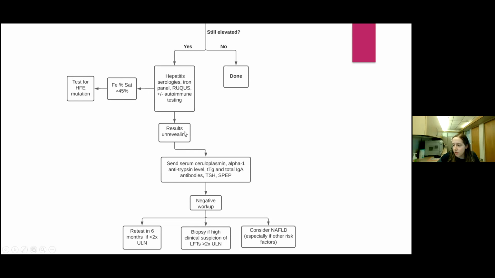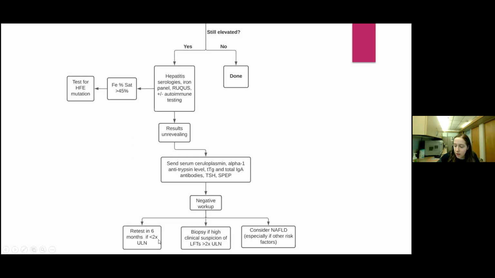If these results are unrevealing, though, you're going on to round 2, and a couple of other things that you could add in the second round of testing, in addition to the ceruloplasmin and alpha-1 antitrypsin level, are things like a TSH and an SPEP. If this is negative, here you're kind of entering a category where some of this is based on your clinical gestalt of how worried you are, as well as the lab numbers themselves.